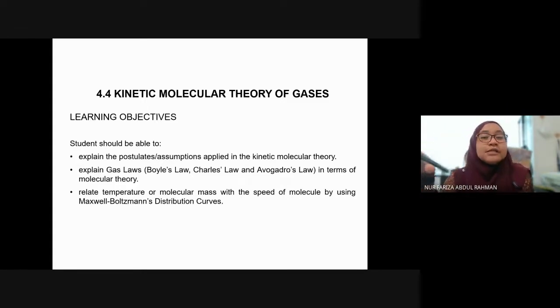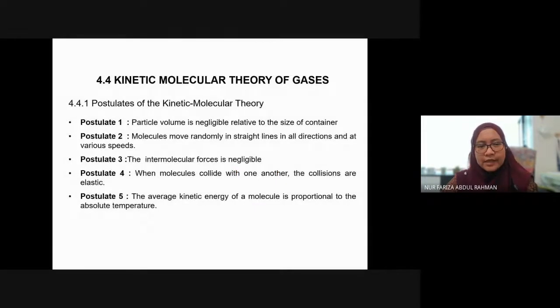Okay, alright, I assume everybody understands, so we can proceed to the next subtopic, kinetic molecular theory of gases. In short, it can also be called KMT of gases. We have 3 learning objectives for this KMT of gases. Make sure that you cover all of these 3 learning objectives at the end of this subtopic. Postulates of the kinetic molecular theory.